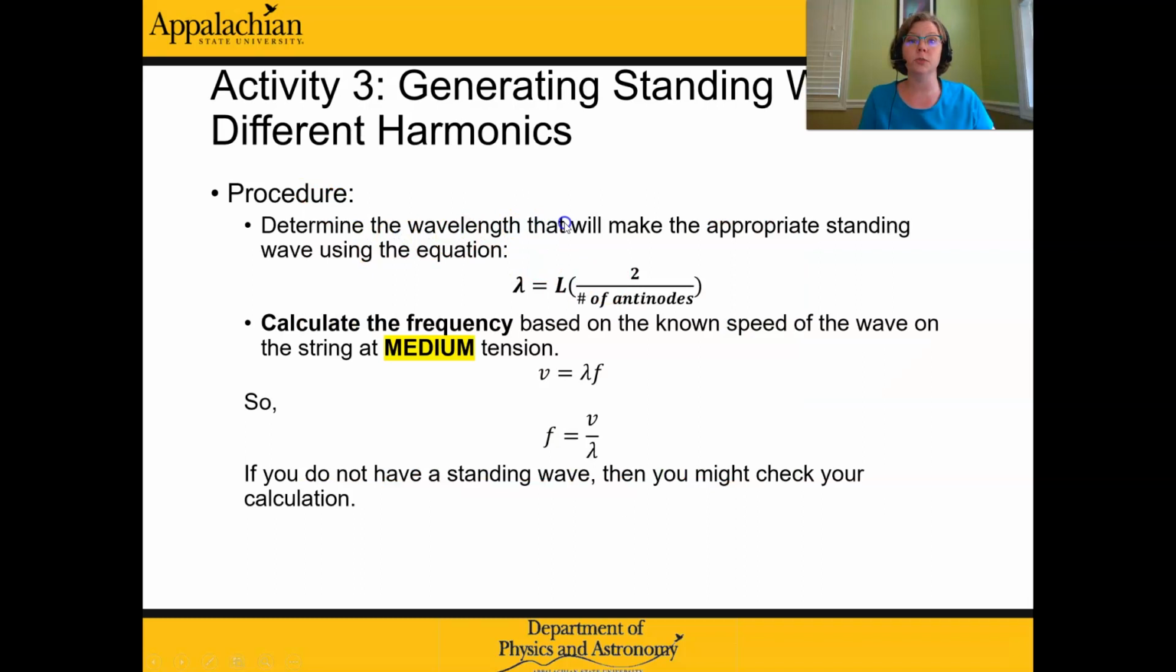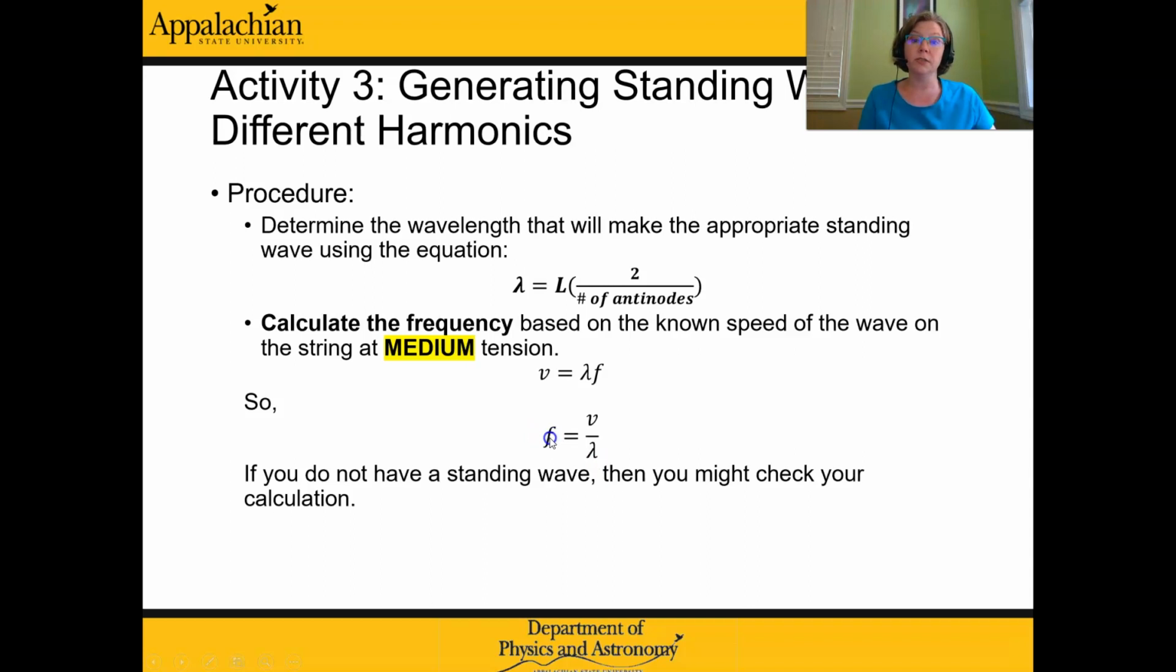Again, you're going to determine the wavelength by looking at the number of antinodes that you should have for your wave. You should have 2 antinodes, so 2 divided by 2 is 1. So 1 times the length should be your wavelength. You're going to calculate the frequency based on the known speed of the wave at medium tension. Remember, you set your wave to medium tension, so you look up what the speed should be at medium tension. You've calculated your wavelength, and you can use that to find your frequency. So frequency equals speed divided by wavelength.